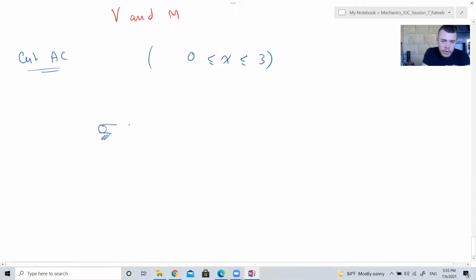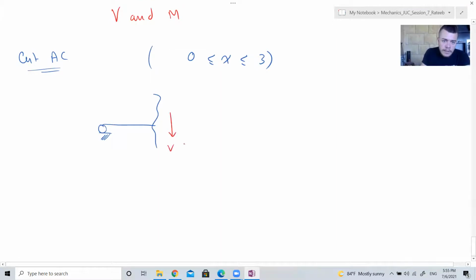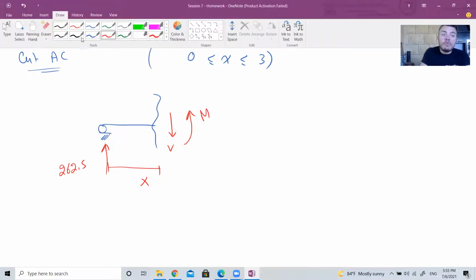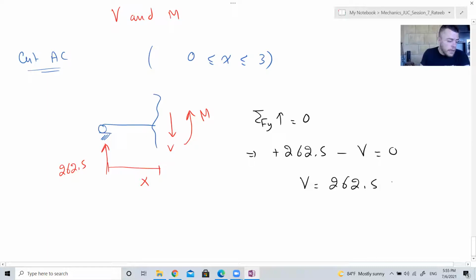You have this roller, you take a cut, the shear will look like this, the moment will look like this. This would be your X, and this would be your 262.5. To find the shear, we do summation Fy equal to 0, so plus 262.5 minus V is 0, meaning V is 262.5 newtons.